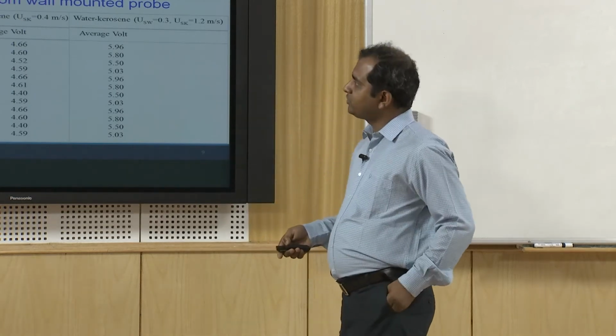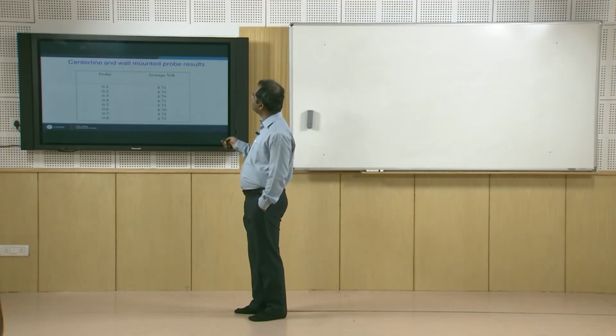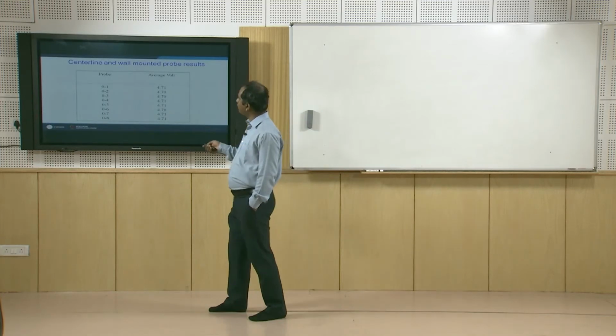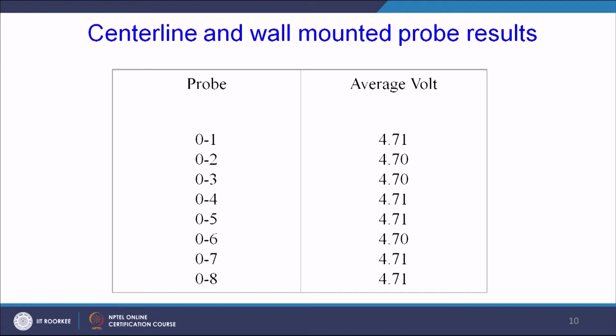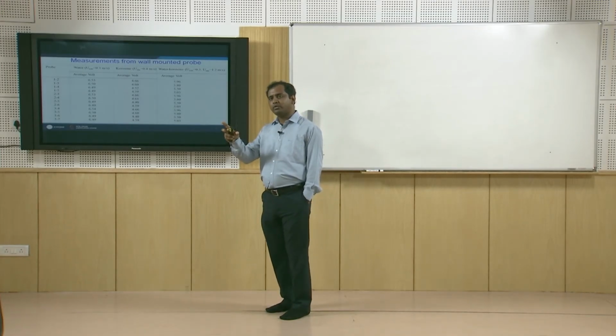Let us go further and see the data fusion technique. Here I have shown you some signals of the wall mounted probes and the center line probe also. All these are with 0: 0-1, 0-2 to 0-8. You see the voltage comes in around 4.7, which is nearer to the signals we obtained with kerosene, because the central probe and the wall mounted probe have contact between the kerosene and water also. At the core we can have the kerosene.